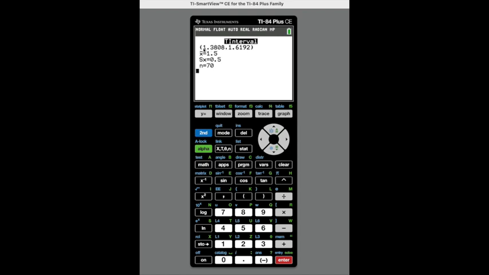You can see that the confidence interval from the calculator is 1.3808. That's the low end of our interval, and the high end of our interval is 1.6192. Now, when you compare that to what we got by hand, it's pretty darn close. We got by hand 1.3811 and 1.6189, so it's pretty close.